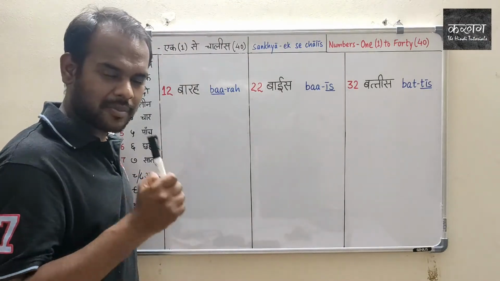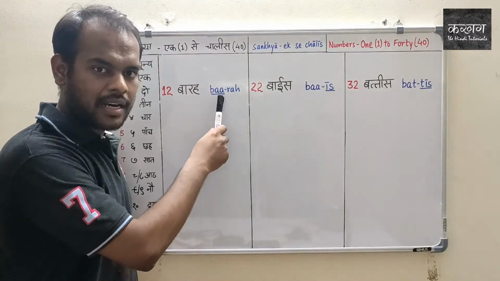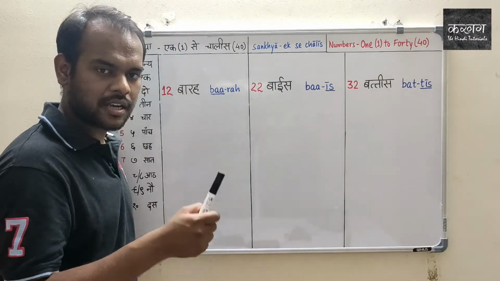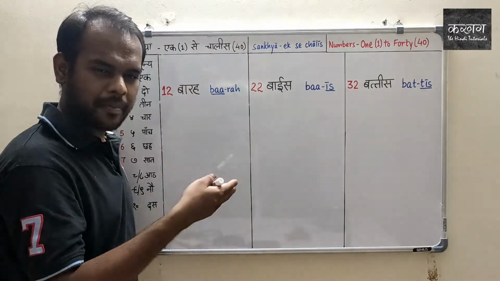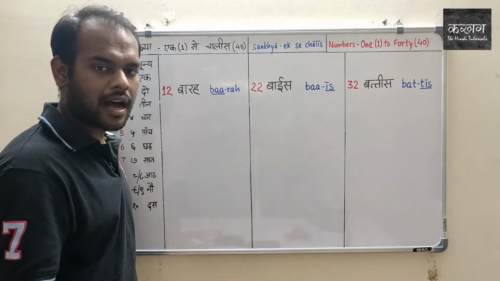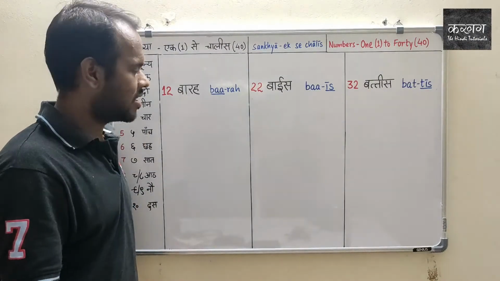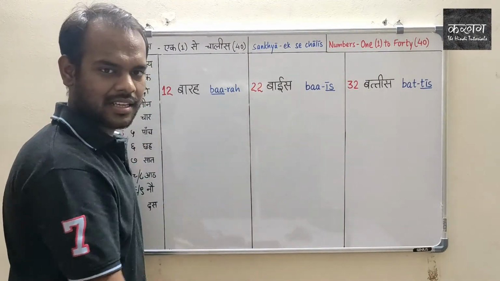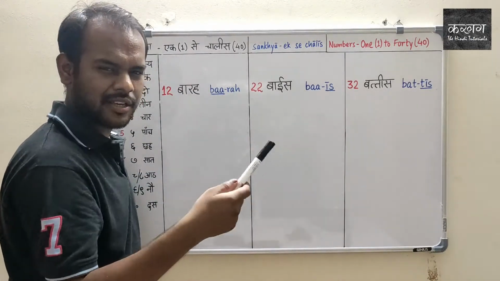Okay, so let me pronounce them once more. Bara, bara. The H of bara is not always clearly audible and commonly people pronounce it like bara. So bara is 12, 22 and 32. The variation with these numbers I'll tell you at the end.